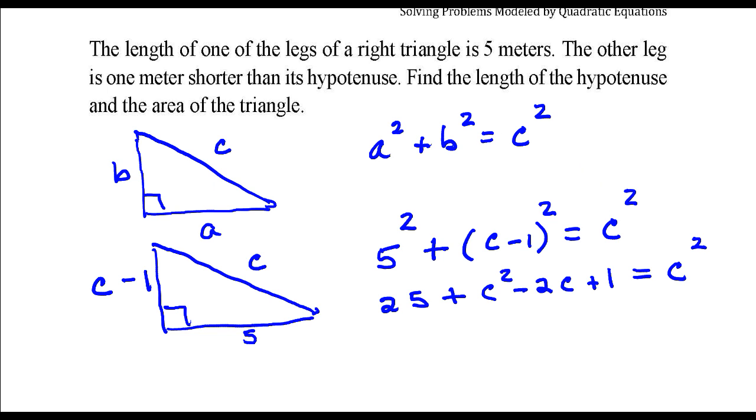Now if you don't remember how to do this, c minus 1 squared, that's just repeated multiplication. So if you think about that, that's c minus 1 times itself, and you would have to use FOIL.